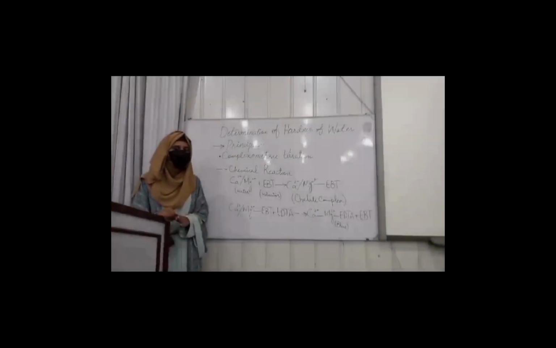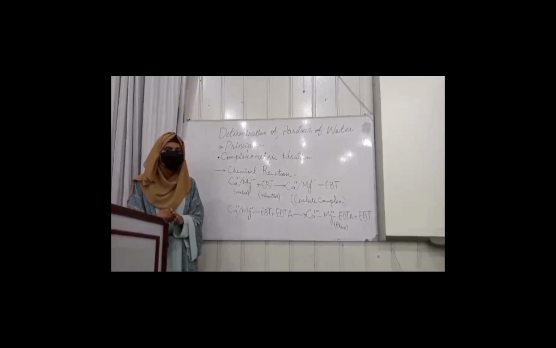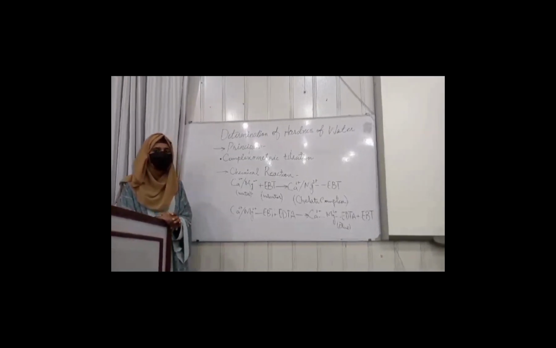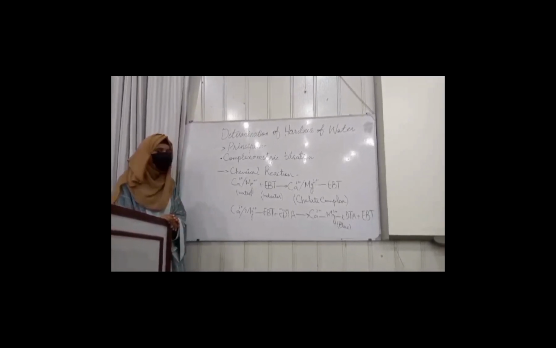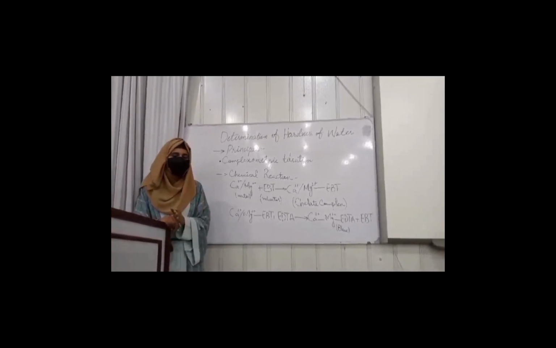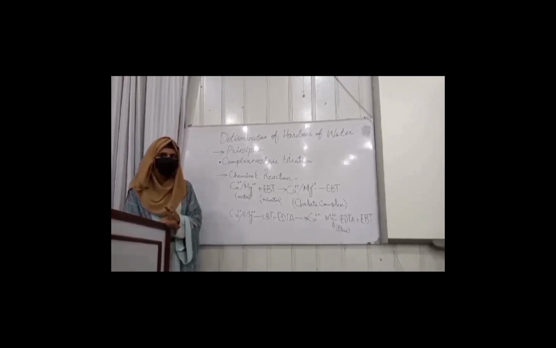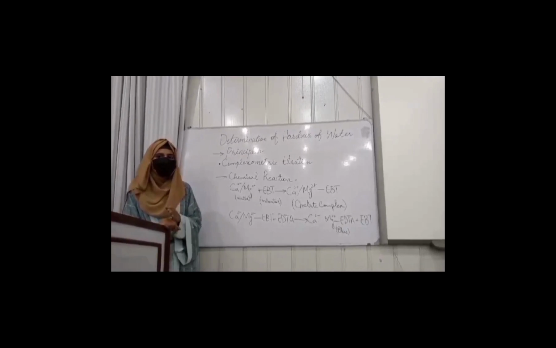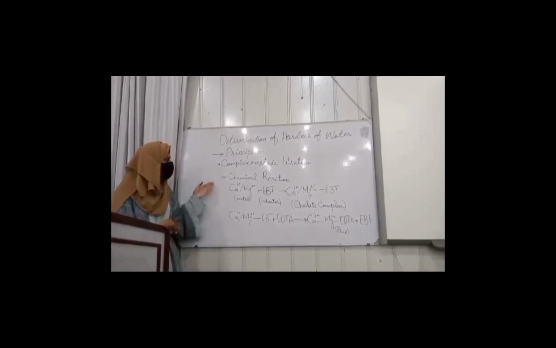Principle. This experiment is based on the principle of complexometric titration, where EDTA, which is ethylenediaminetetraacetic acid, a chelating reagent, combines with the magnesium and calcium salts present in the water to form a chelate complex. In this experiment, Eriochrome Black T (EBT) is used as an indicator.